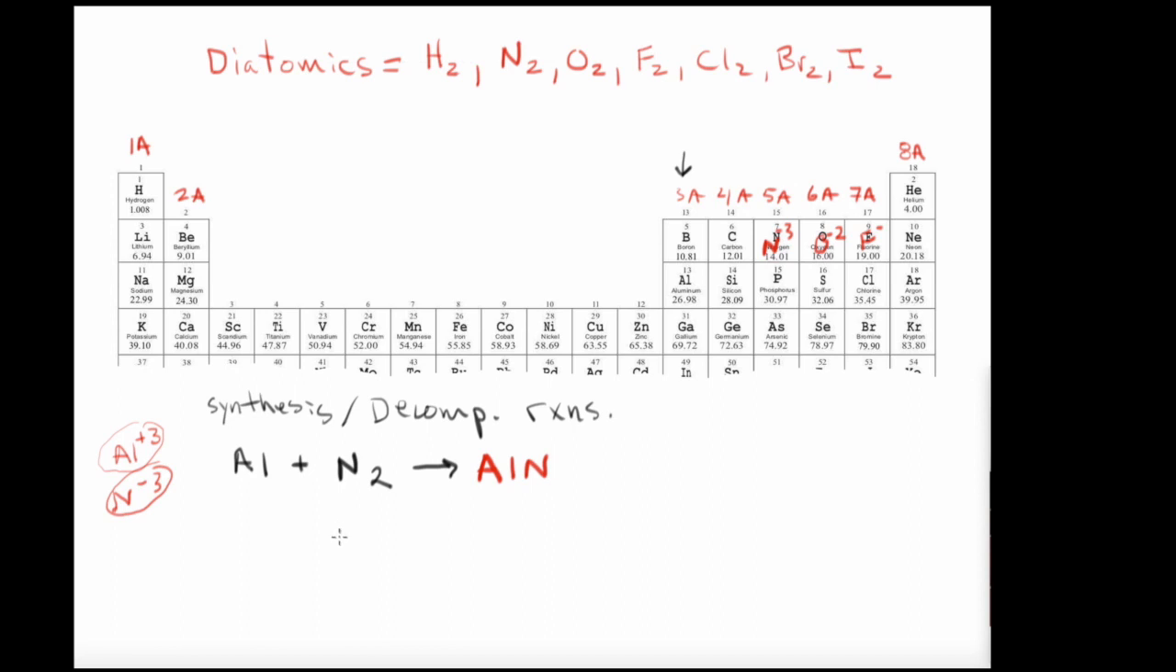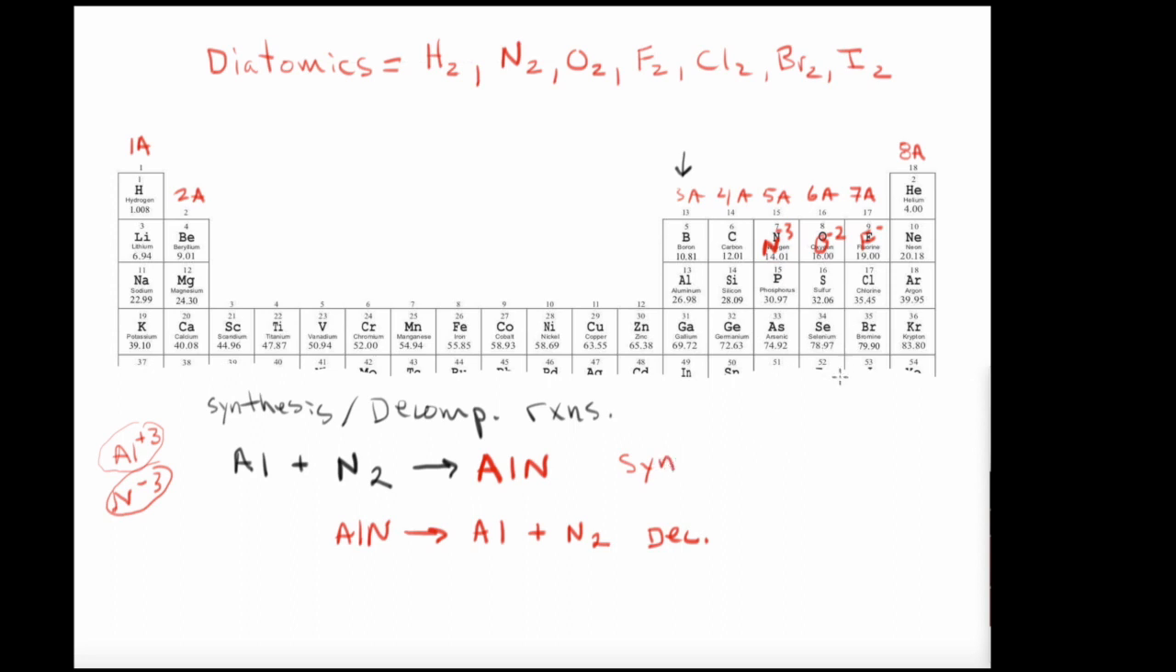So it's going to be AlN, and then an arrow, and then we're going to write in the natural form, not the ionized things. It's going to be aluminum plus N2. This is the decomp, and this was the synthesis here.